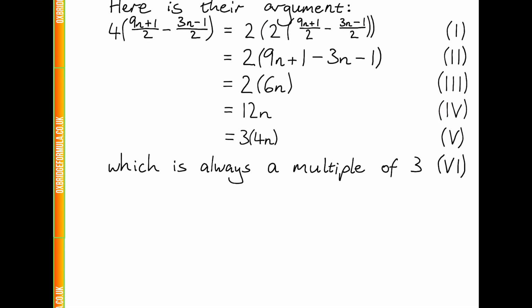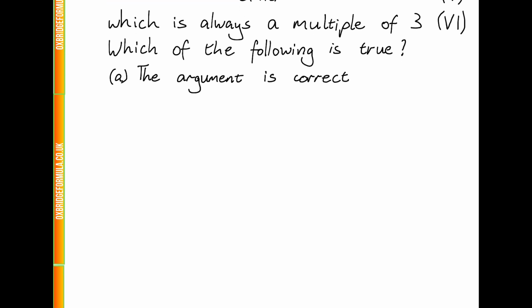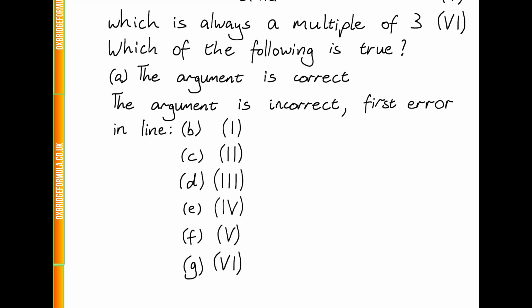What the question asks us to do with this argument is to deduce which of the following is true. Is it A, that the argument is completely correct, or is the argument wrong, and if so, in which line of the argument is the first error made?